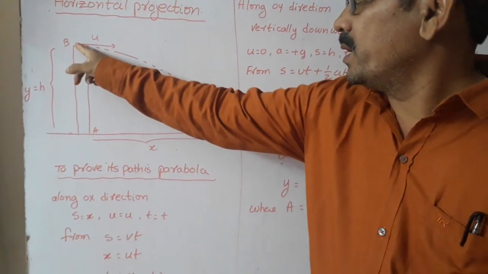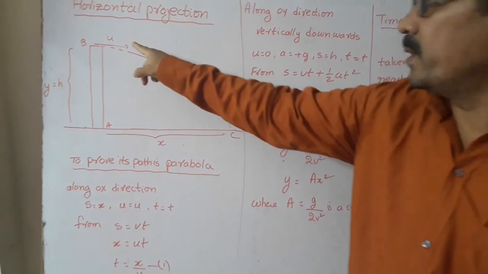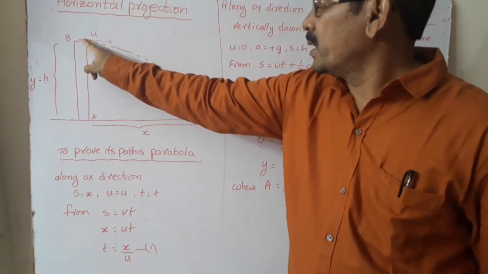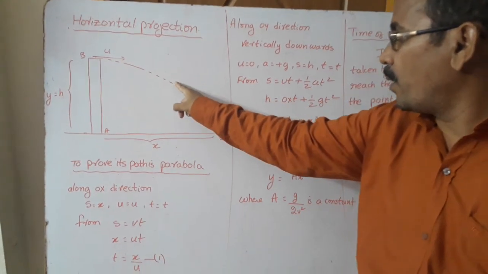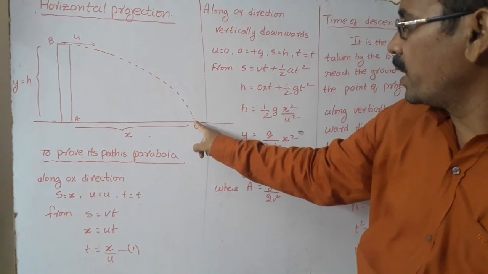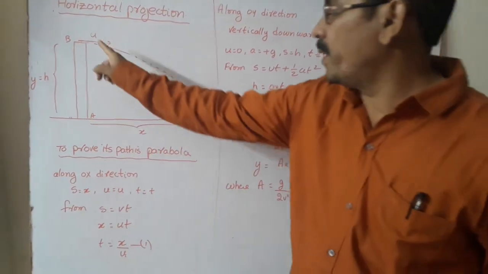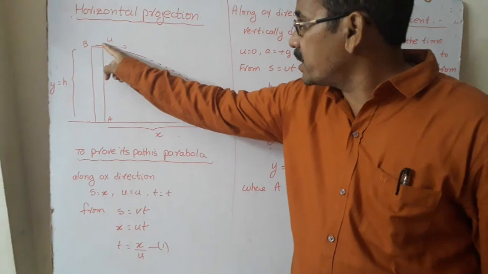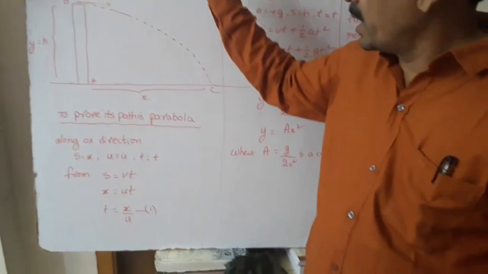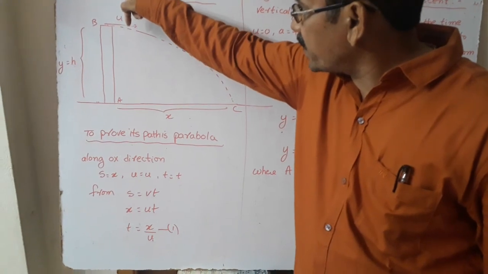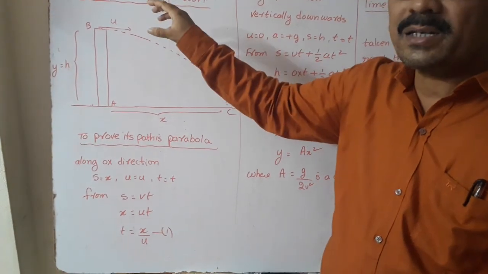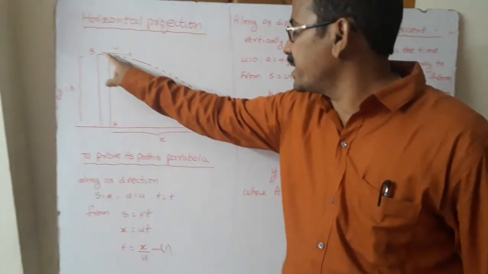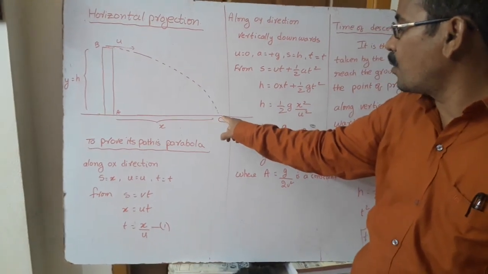A body is projected horizontally with a velocity u from the top of the tower. The body traces a parabolic path and finally touches the ground at the point C. When the body moves, it is subjected to two factors: velocity along horizontal direction, and acceleration due to gravity along vertically downward direction. Two factors influence its path. As a result, it traces a parabolic path and touches the ground at the point C.